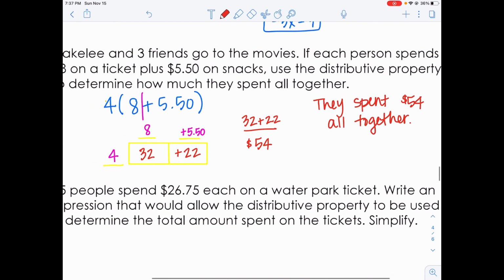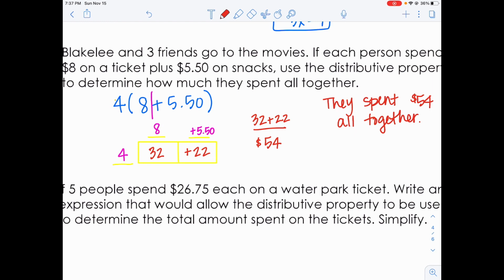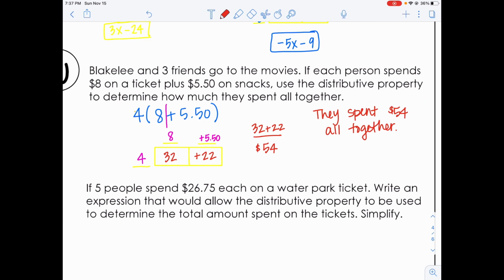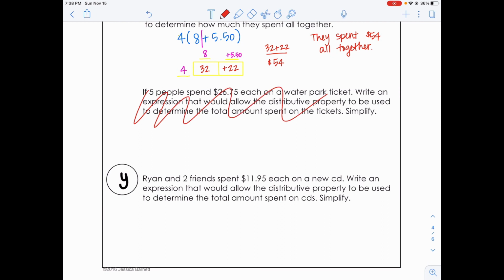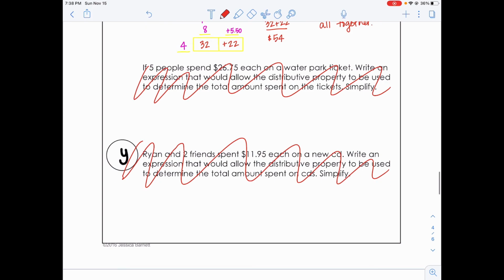Now, me personally, if I was given this problem, I would not have used the distributive property on this. I would have actually just done what's in the parentheses. I would have done 8 plus $5.50. I would have got $13.50. And then I would have taken that times 4 and I would have gotten 54. But they just wanted to give you an example of how you could use the distributive property in a word problem. There aren't any like this on your homework though. And we're actually not doing the rest of the word problems, so we are completely done with notes. Yay!